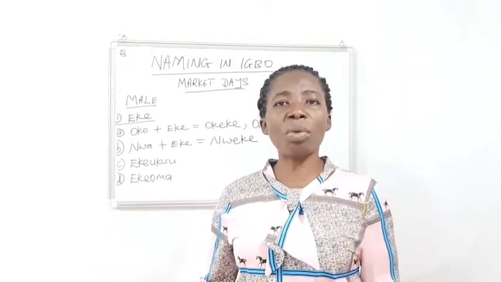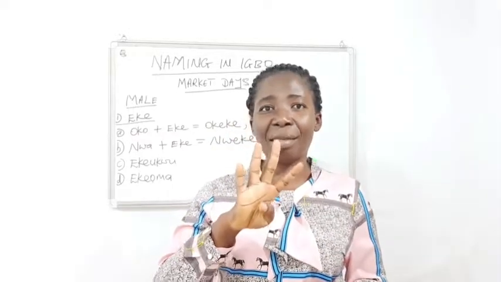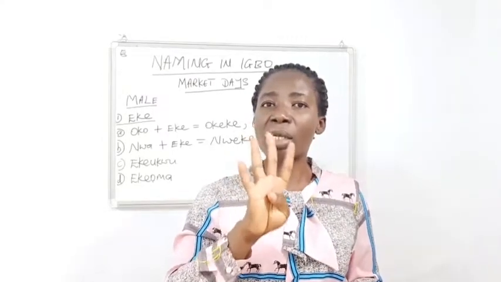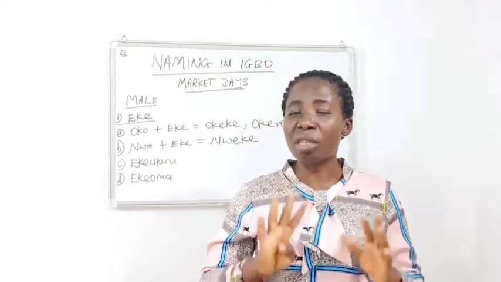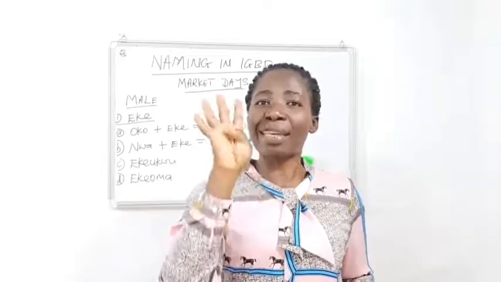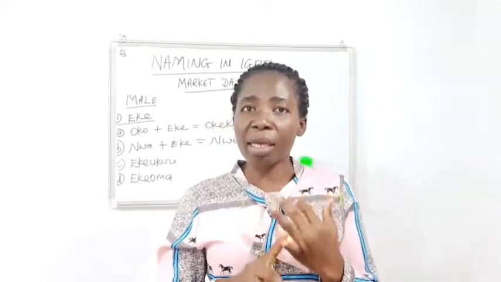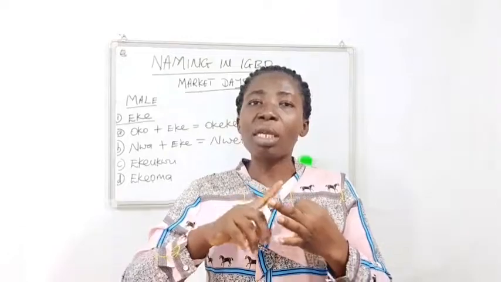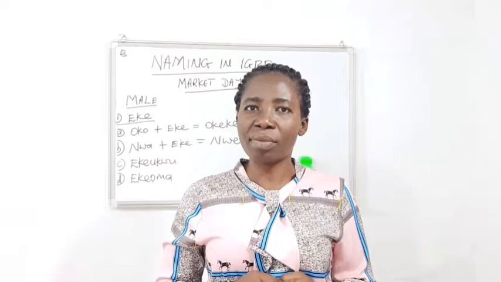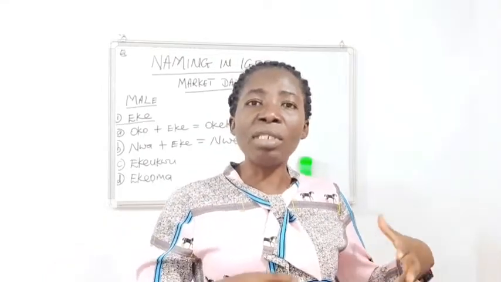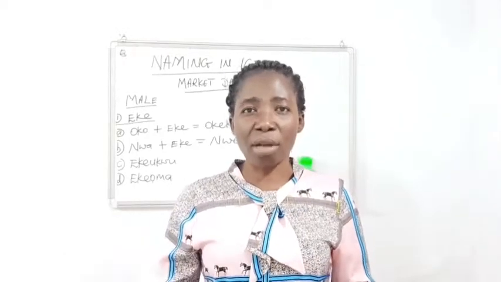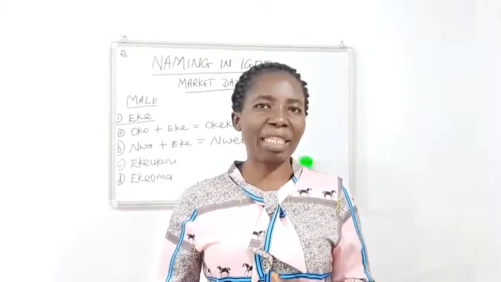So in Igbo we have 4 market days. These market days form the Igbo week. Those days, the Igbo traditional week is made up of 4 days, and it is the 4 market days. And the 4 market days are: number 1, Eke; number 2, Ori; number 3, Afo; number 4, Nkwo. So they give names to their children to reflect these market days, especially when that child is born on that market day.